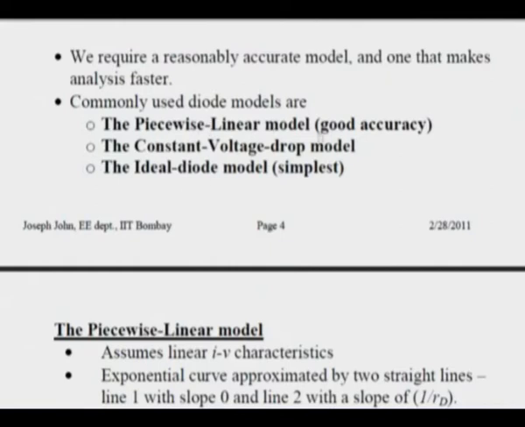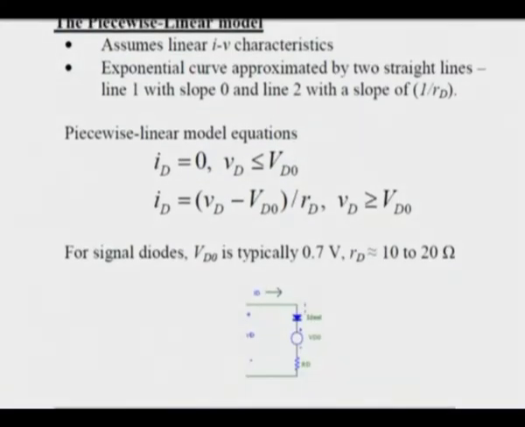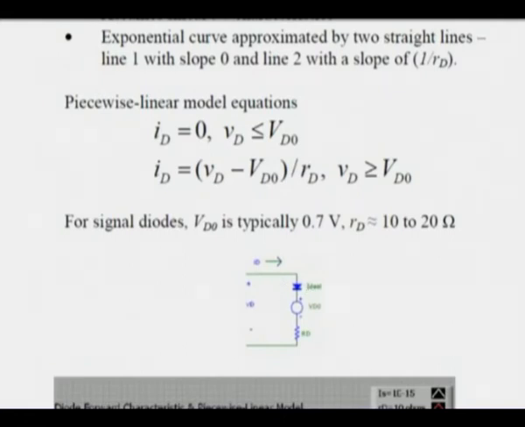The piecewise linear model, which is again reasonably good accuracy; a constant voltage drop model, where you just take the diode to be just a voltage; and an ideal model, which is the simplest one. Now in the piecewise linear model, essentially you assume the diode to be an ideal diode in series with a battery and an RD.